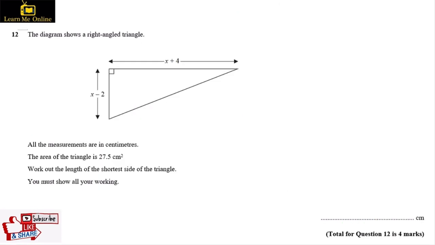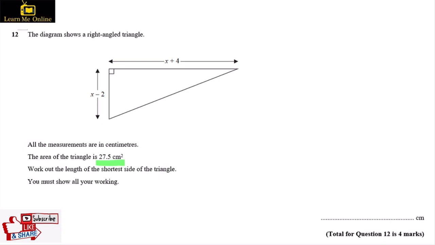Here we have got the next question, which is question number 12, and this says that it is a right angle triangle. All measurements are in centimeters. The area of the triangle is 27.5. So this is the area of the triangle here. Work out the length of the shortest side of the triangle. You must show the working out.